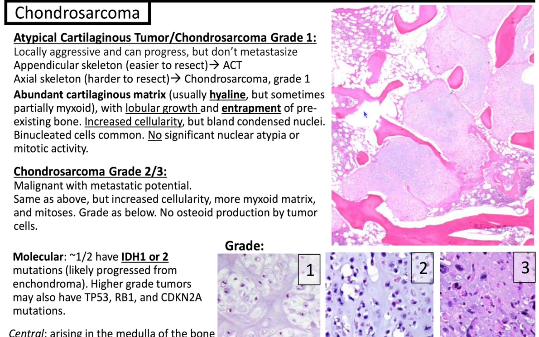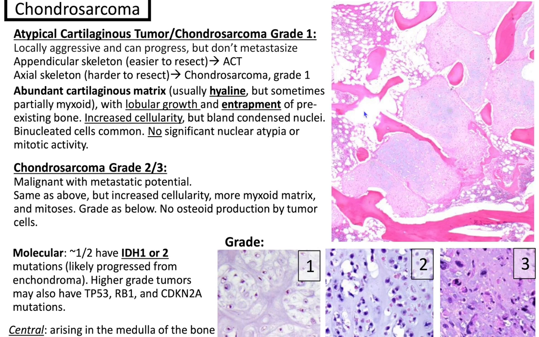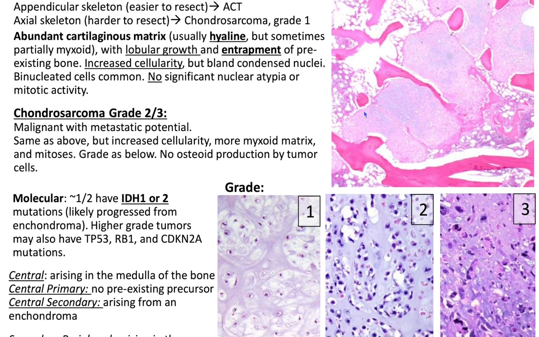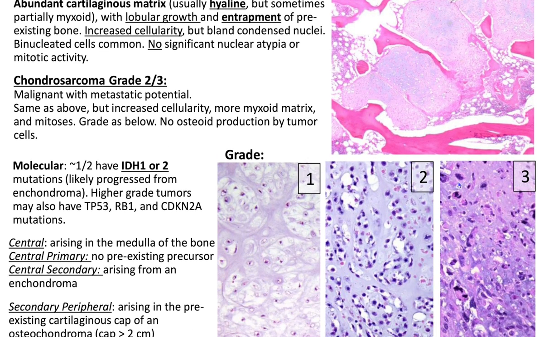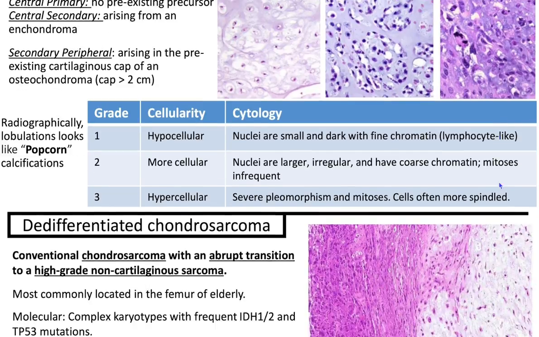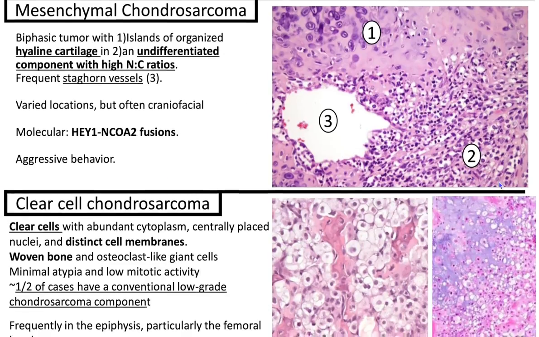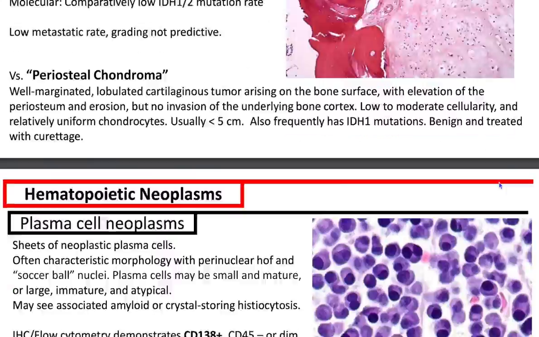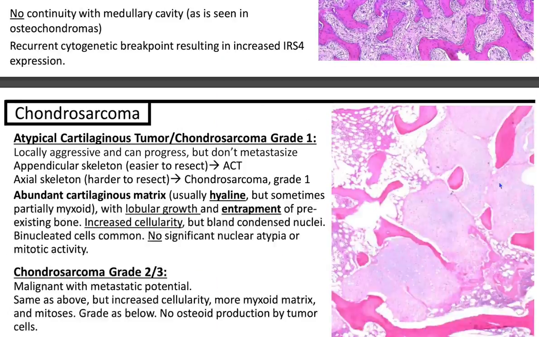All right, let's talk about chondrosarcomas. You can have 3 grades: grade 1, grade 2, grade 3. You can have central primary, central secondary, and secondary peripheral. And you can have different types of chondrosarcoma. So let's get into it.